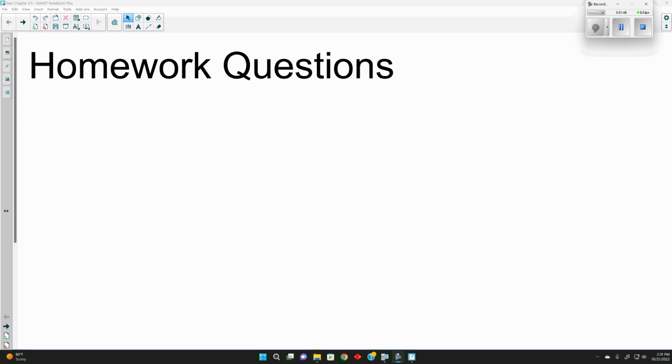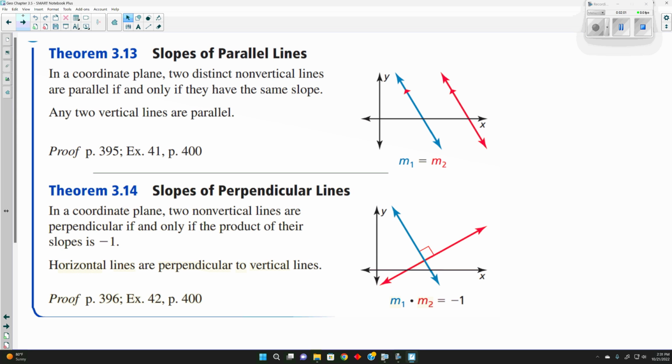All right, guys. Questions on the homework before we get started? Because with most of the assignments that we've had so far, y'all got them done pretty quickly. So what we're looking at today is parallel and perpendicular lines. Slopes of parallel and perpendicular lines.